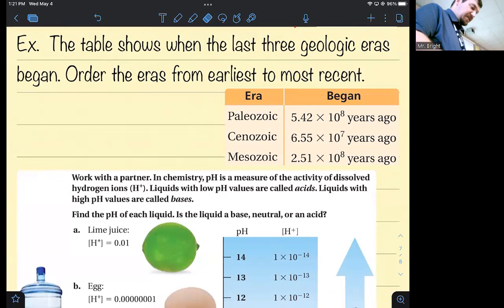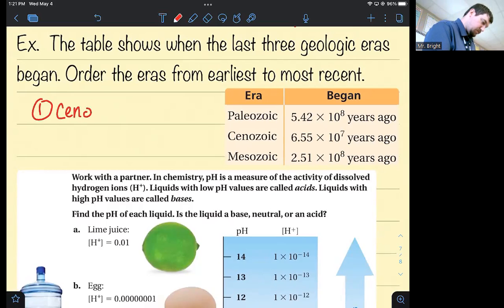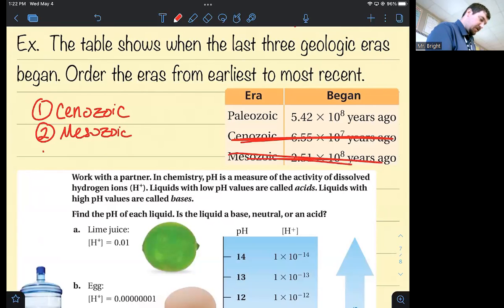This table shows when the last 3 geologic eras began. Order the eras from earliest to most recent. Now they're in scientific notation, so this will be pretty easy to do. Which of these was the most recent, meaning the smallest number of years ago? Cenozoic. Yeah, that would be the most recent. So I'll label that 1. Okay, then it comes down to the 2 powers of 8. Which of those is the next most recent? Mesozoic. Okay, and that leaves the Paleozoic as the farthest on this list.